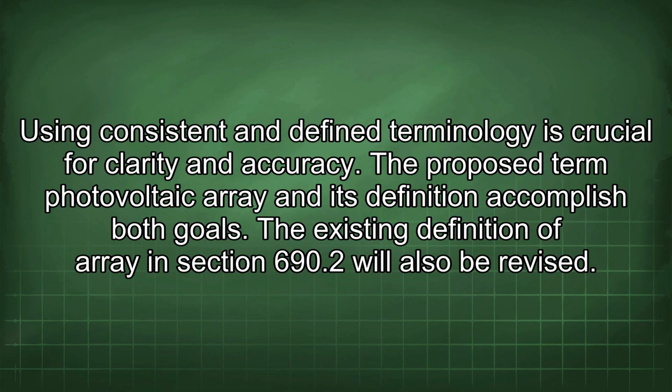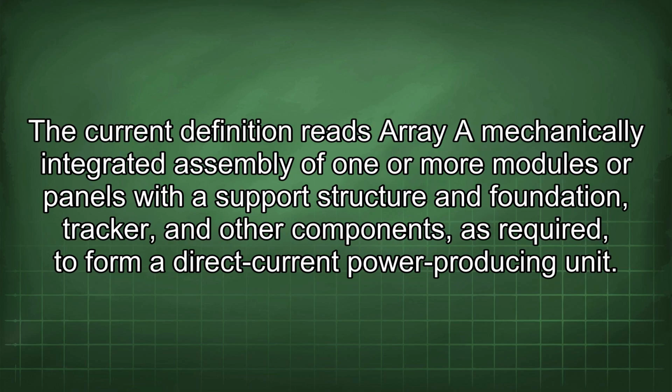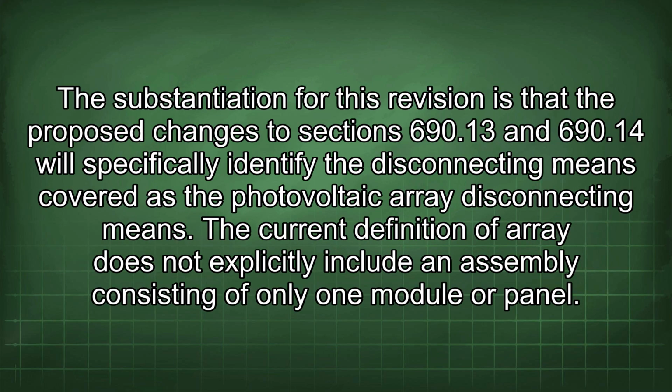The existing definition of array in Section 690.2 will also be revised. The current definition reads: array, a mechanically integrated assembly of one or more modules or panels with a support structure and foundation, tracker, and other components, as required, to form a direct current power producing unit. The substantiation for this revision is that the proposed changes to Sections 690.13 and 690.14 will specifically identify the disconnecting means covered as the photovoltaic array disconnecting means.